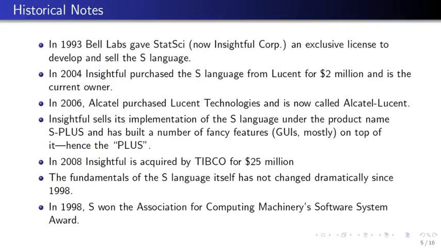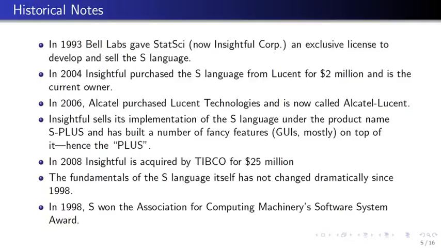So just a little bit more history here. In 1993, Bell Labs gave a corporation called StatSci, which became Insightful Corporation, an exclusive license to develop and sell the S language. In 2004, Insightful purchased the S language completely from Lucent. So Bell Labs became Lucent Technologies, and Insightful paid $2 million and became the current owner. In 2006, Alcatel purchased Lucent Technologies, and it's now called Alcatel-Lucent.